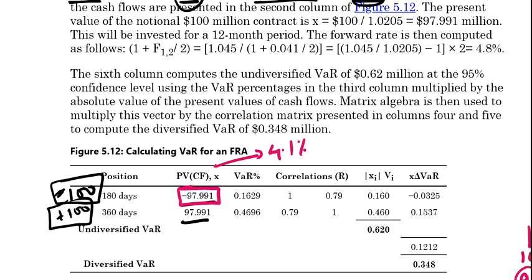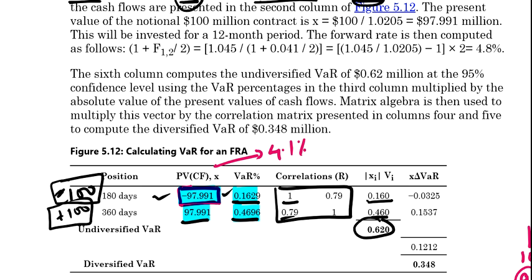So whatever amount I have borrowed, 100 rupees, I am taking the present value of that, and I am investing it for 360 days, and then I am taking the VAR position for both. This VAR percentage is for 6 months, this VAR percentage is for 12 months. Taking into account the correlation matrix and then multiplying. If we are taking only the present value and the VAR, we are getting the undiversified VAR, and when we include our correlation, we are getting the diversified VAR.